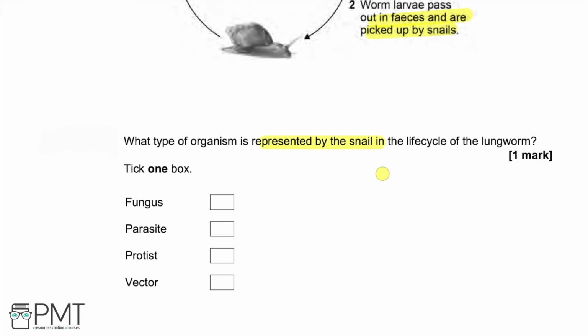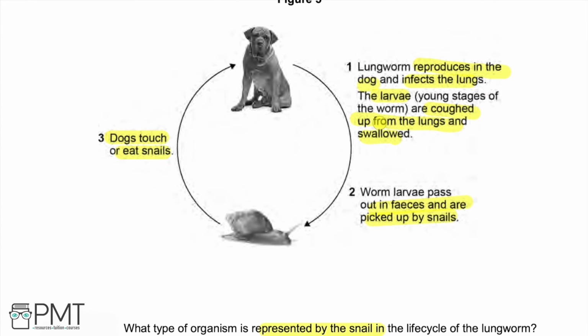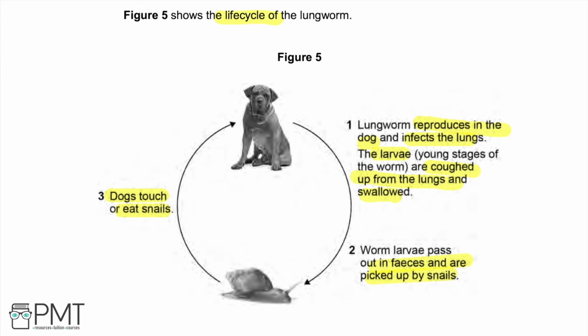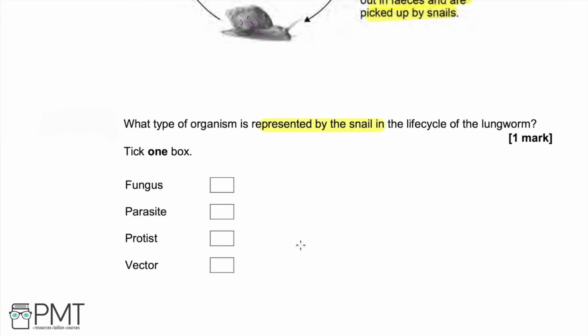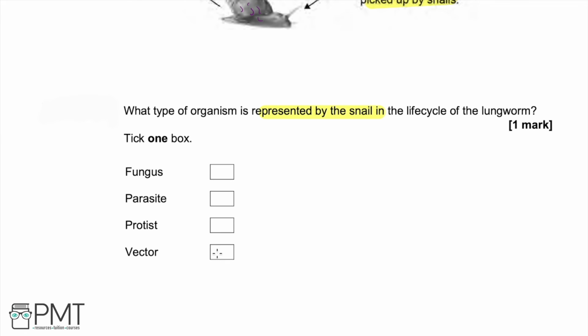Take 1 box. Well, if we look back at the life cycle, we can see that the lungworm, that is the parasite, is within the snail during part of its life cycle. By this occurring, the snail then transfers the worm between different organisms. This means the snail acts as what is known as a vector, that is, a carrier of disease that transmits it between organisms. So the worms will be inside the snail during this part of the life cycle. So, therefore, it is a vector.